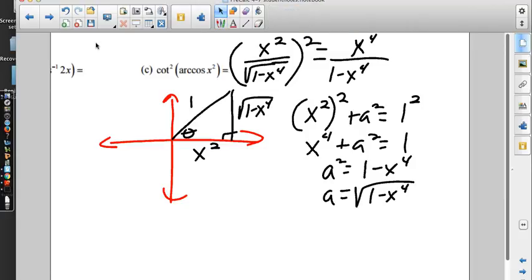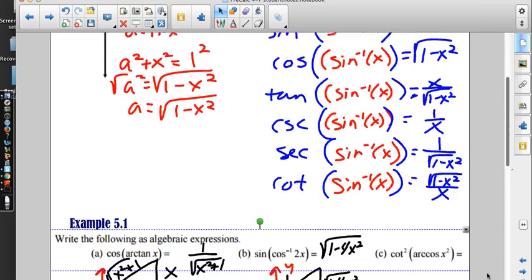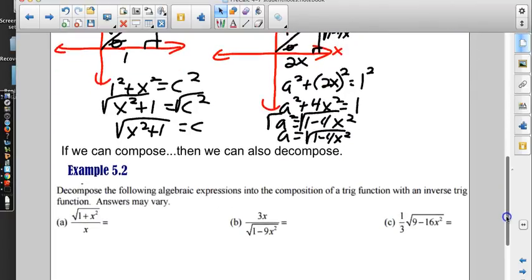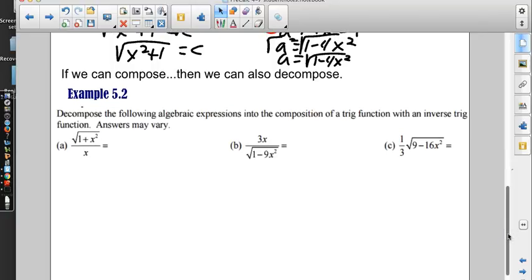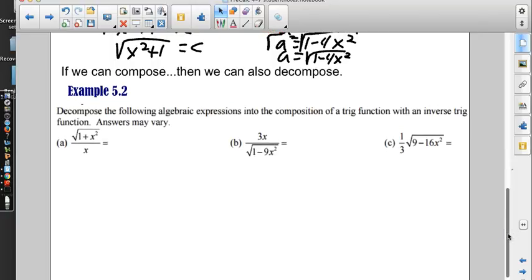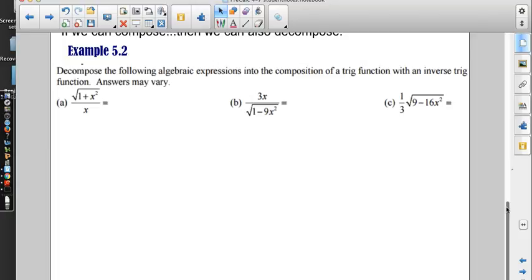Now they're going to take stuff away from us. Let's see what we can do. This says, here's the answer. Work backwards and give us a composition that would make this happen. Okay. Decompose the following algebraic expressions into the composition of a trig function with an inverse trig function. Answers may vary.